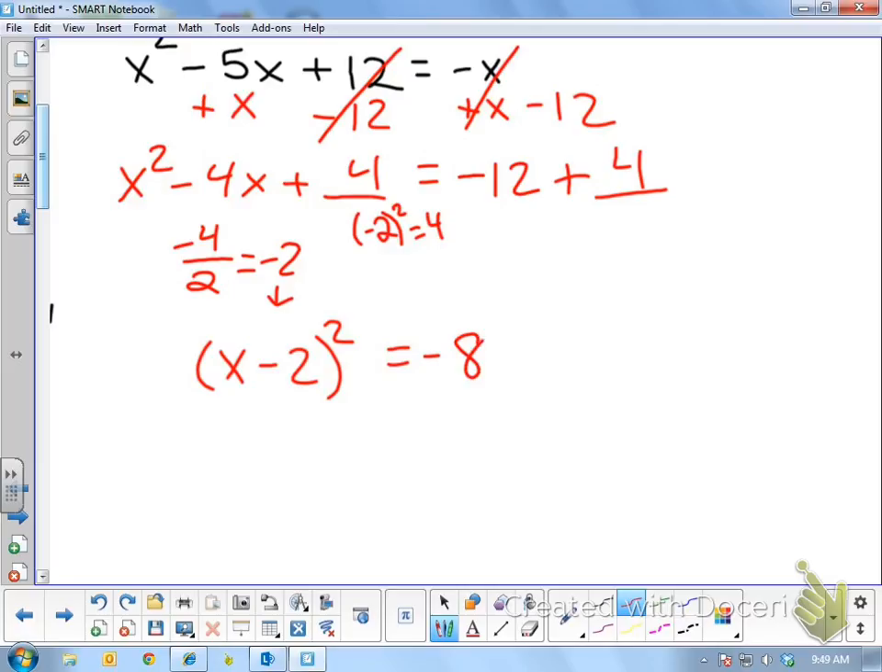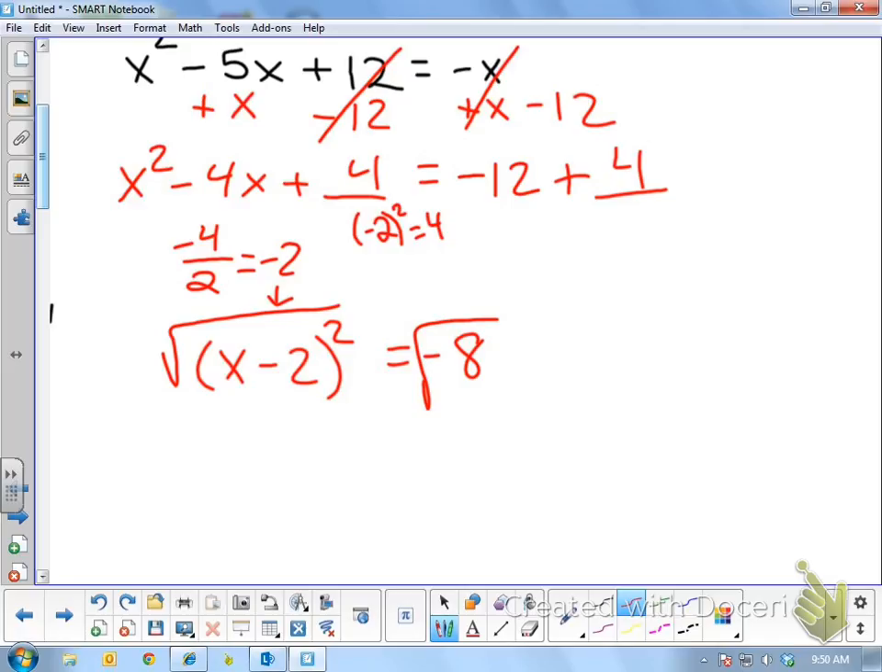So where did I get the negative 8? Why did I put negative 8 there? Negative 12 plus 4. We can combine those together. Those are like terms. I can add them together. So now I need to get x alone. I'm trying to solve for x. So Daniel, what's the opposite of squared? Okay, square root.